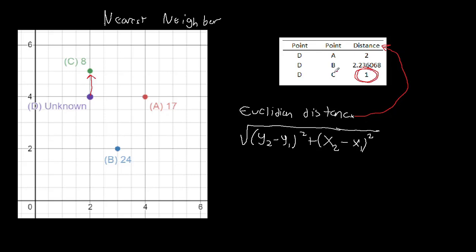So we're going to take this value from C and stick it into the unknown point, which means this distance right here is the shortest distance. Whatever z value this point has, we're going to now give it to our unknown. So the value coming out of nearest neighbor for this point here is going to be 8.